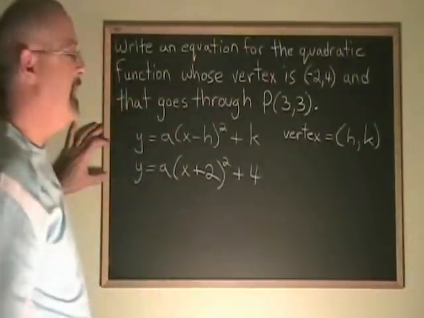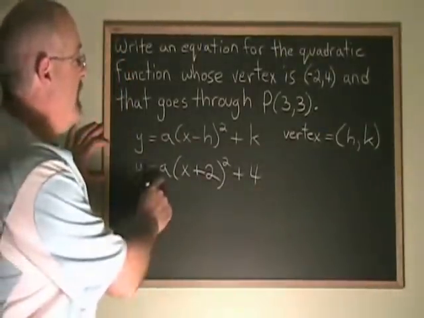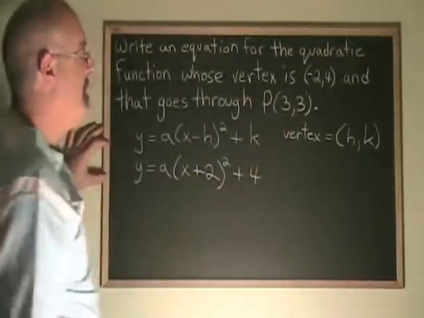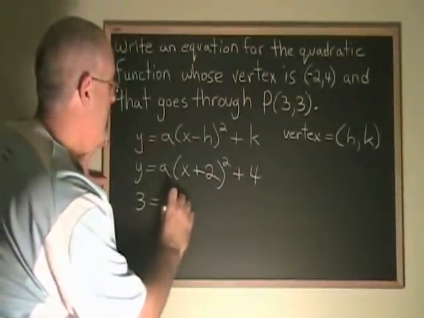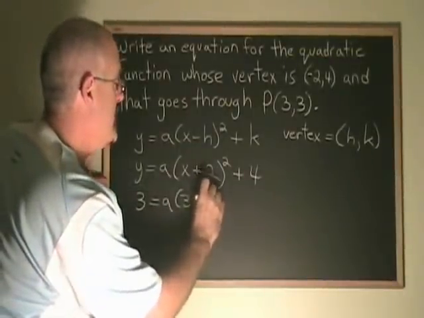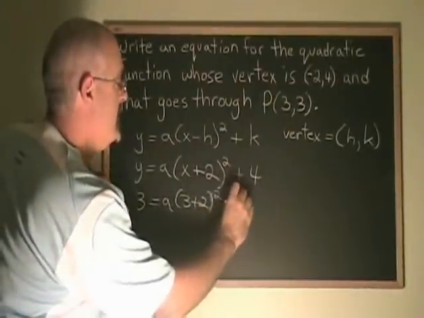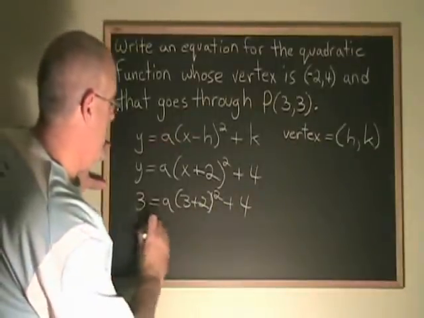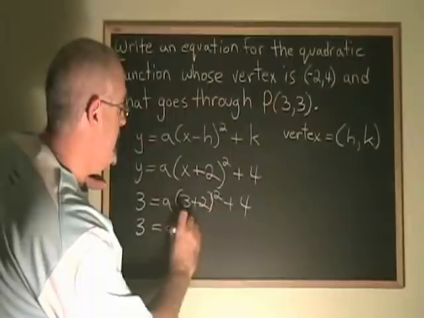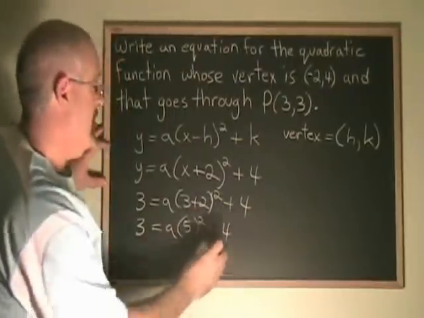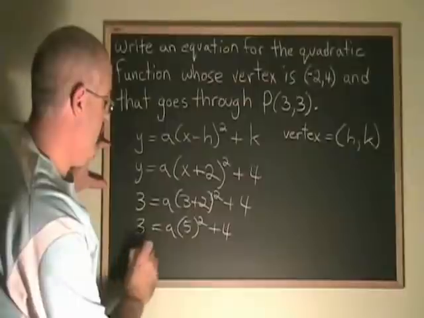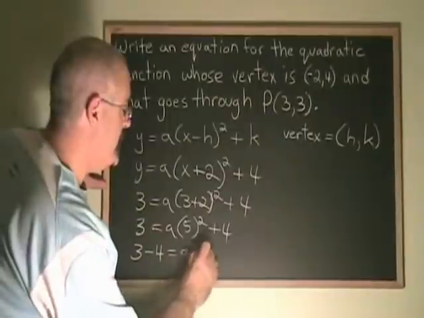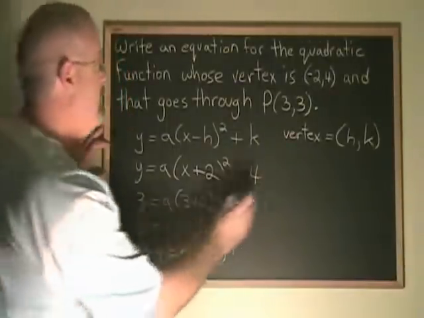K is 4. Now we're going to simplify to find a. To do that, we have to plug in numbers for the y and the x, and we're going to use this x and y from this point. 3 equals a(3 plus 2) squared plus 4. A is now my only variable, and I can solve to isolate it. 3 equals a times 5 squared plus 4. Let's move the 4 to the other side. I get 3 minus 4 equals a times 5 squared, and 5 squared is 25. 3 minus 4 is negative 1.